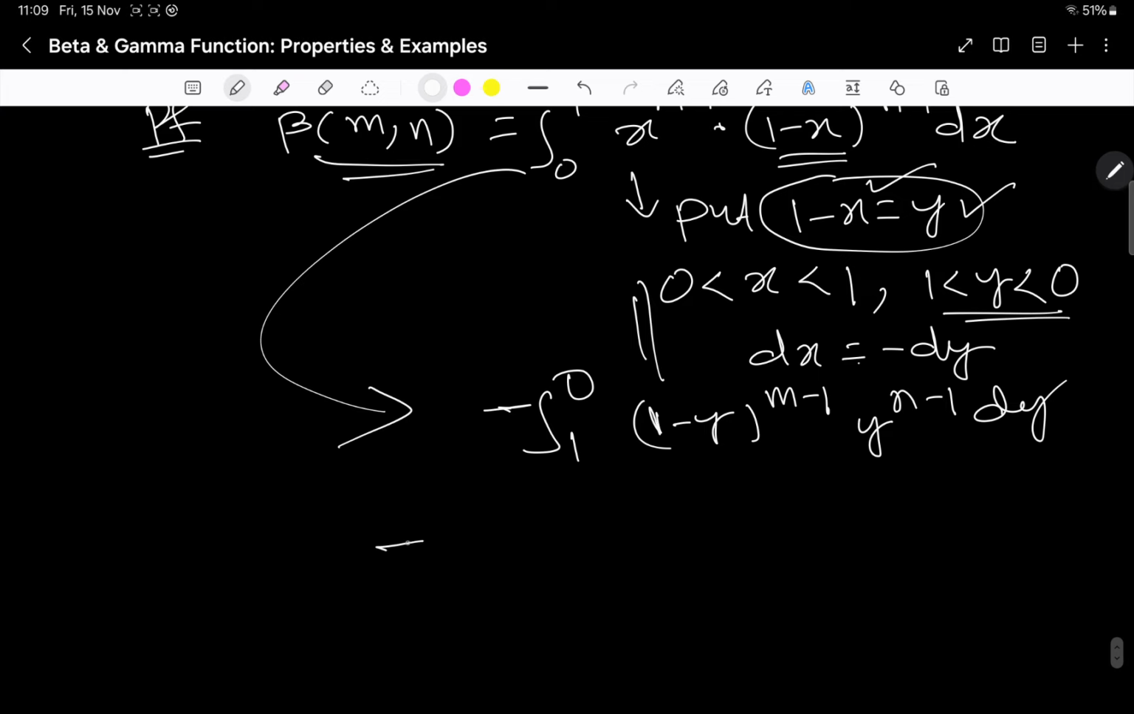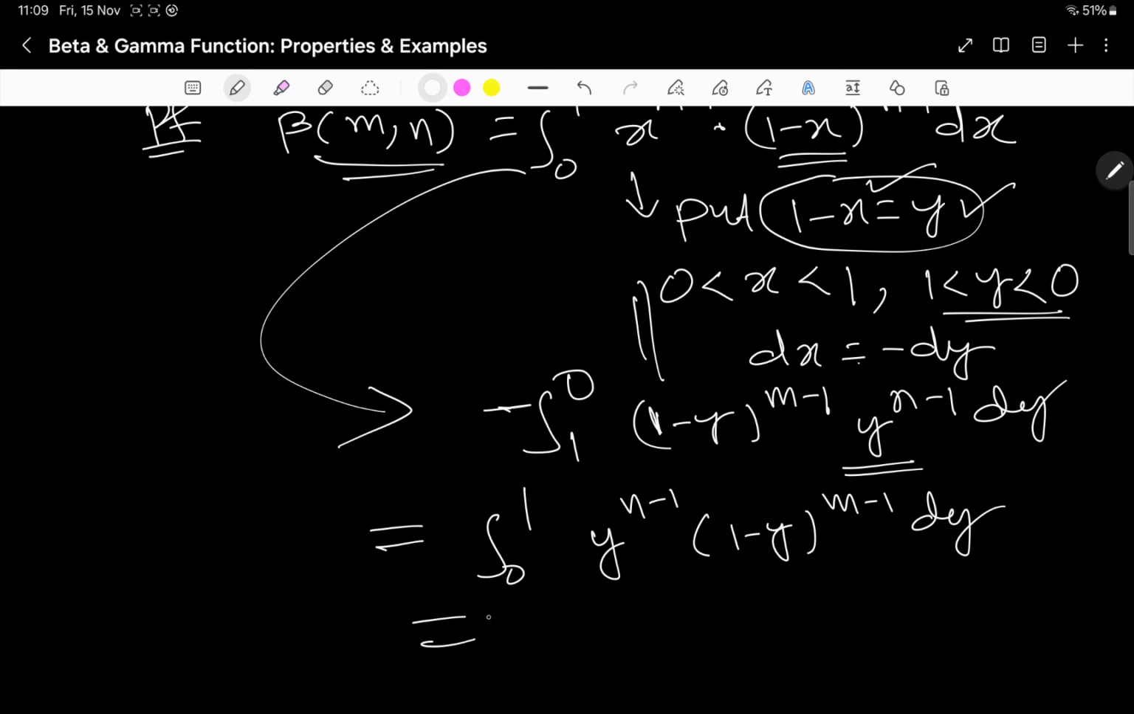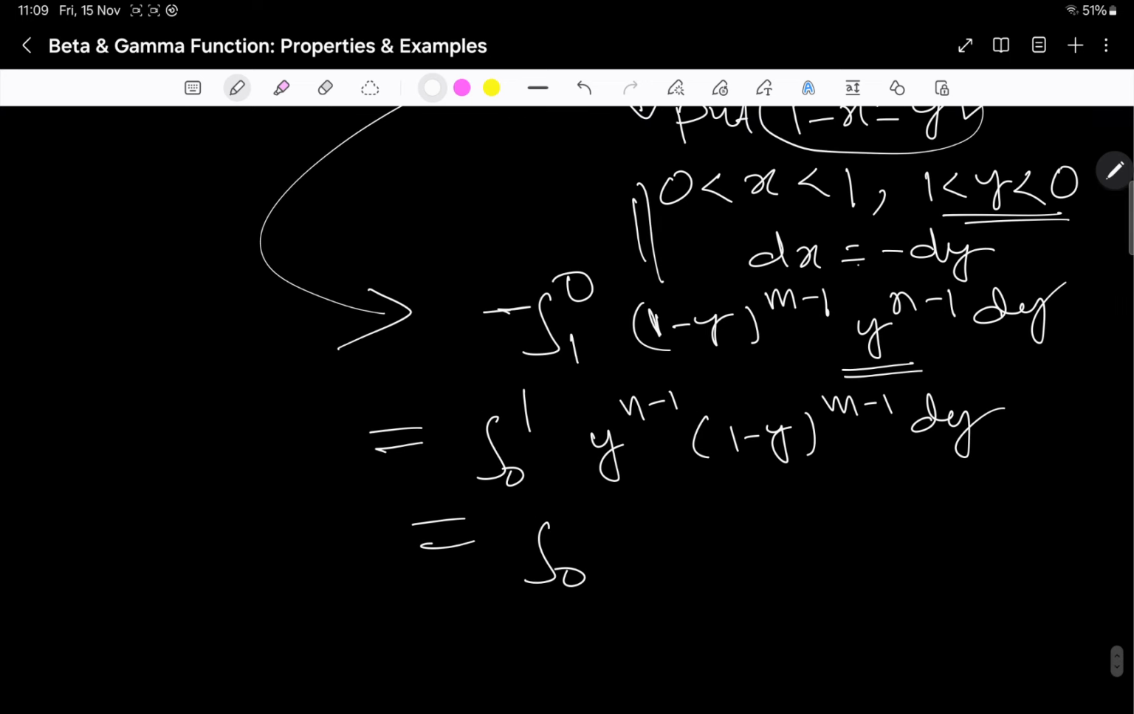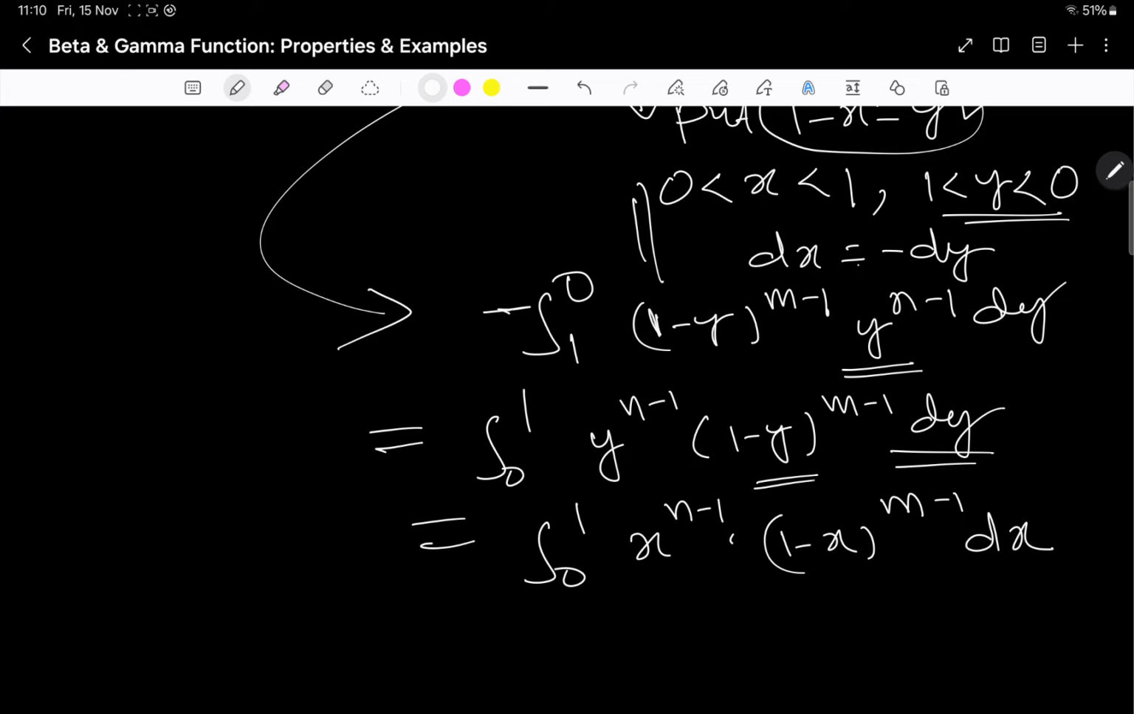So this will equal to minus, 1 to 0 becomes 0 to 1. And bringing this to first, y to the power n minus 1, 1 minus y to the power m minus 1 dy. So I write y or x, it is immaterial. It is 0 to 1, x to the power n minus 1 into 1 minus x to the power m minus 1 dx. Definite integral is independent of the variable.